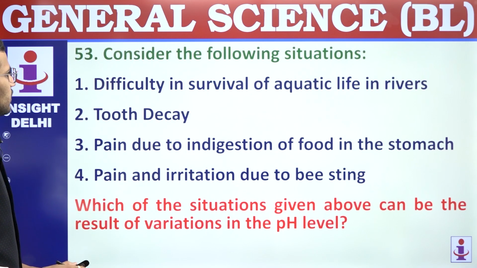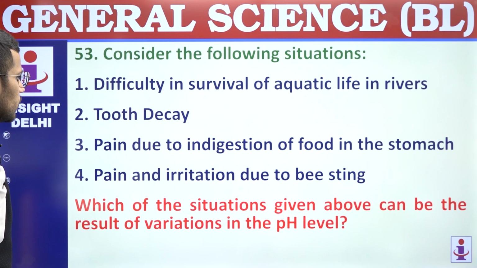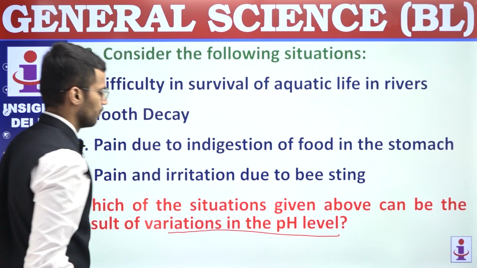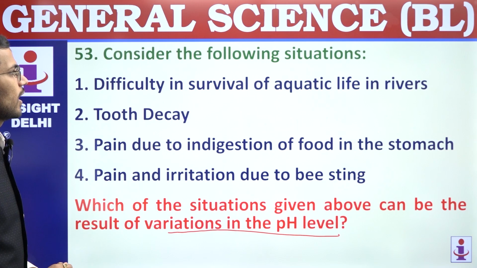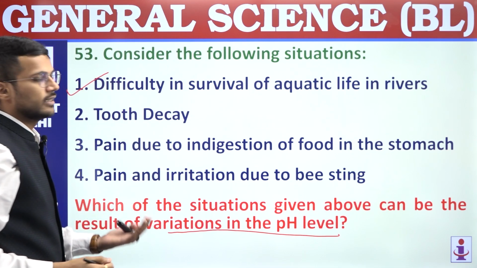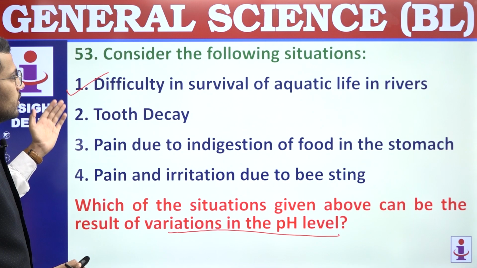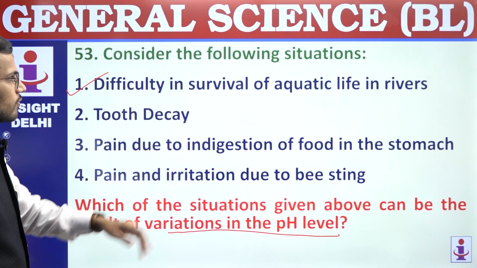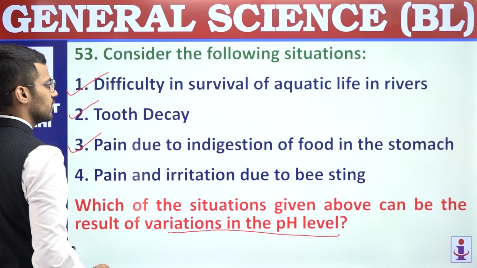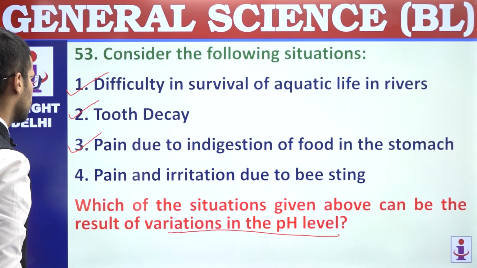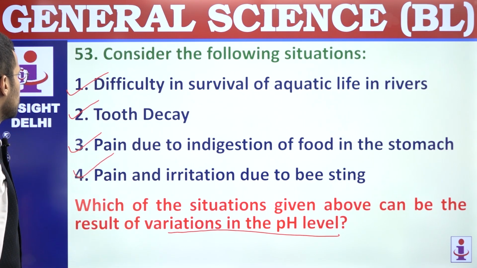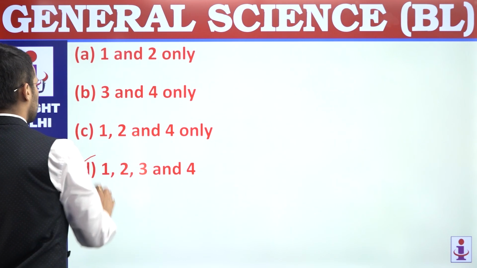Next, 53. Consider the following situations. Which of the situations given above can be a result of variation in the pH level, right? First, difficulty in survival of aquatic lives in rivers. Rivers will have a different pH value than, let's say, seawater, and that's why there will be difficulty for aquatic organisms of the sea to survive in rivers. Tooth decay is also the result of change in pH. Pain due to indigestion of food in the stomach is also the result of change in the pH, and pain and irritation due to bee sting is also the result of change in the pH value. So, 53 answer is D, 1, 2, 3 and 4.